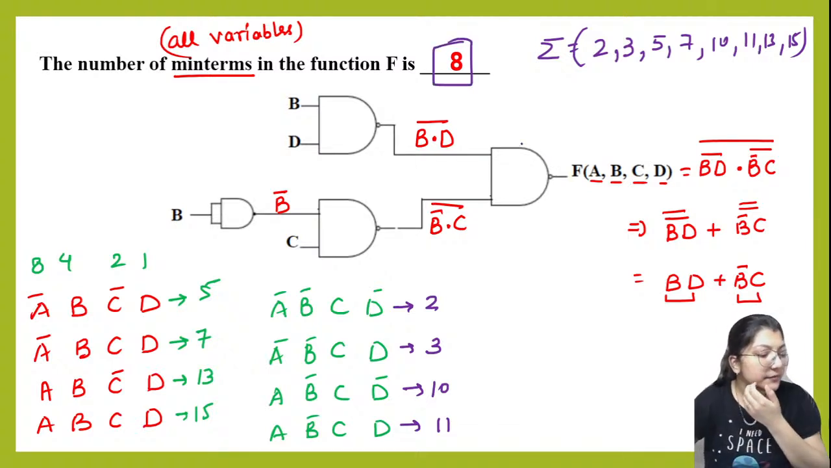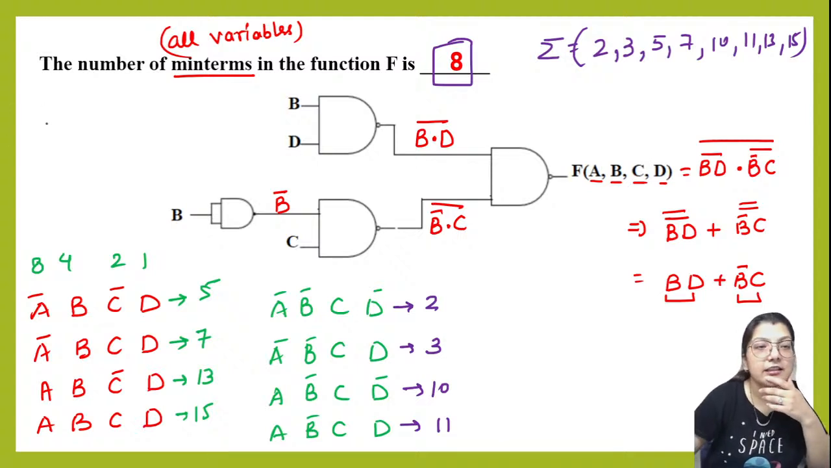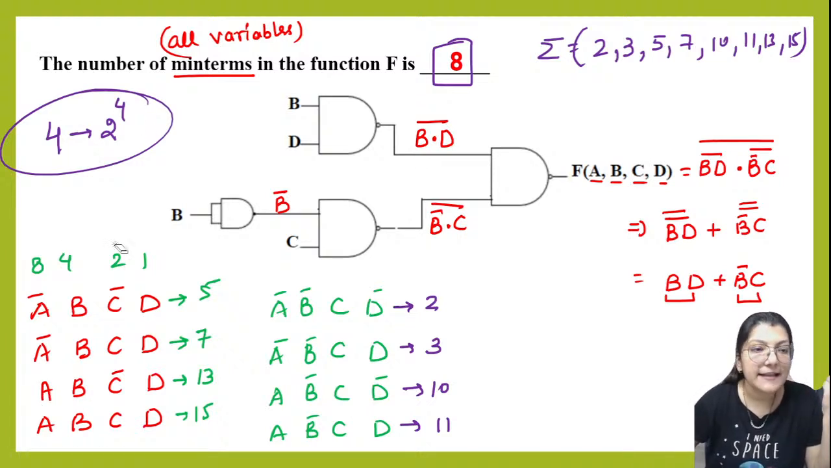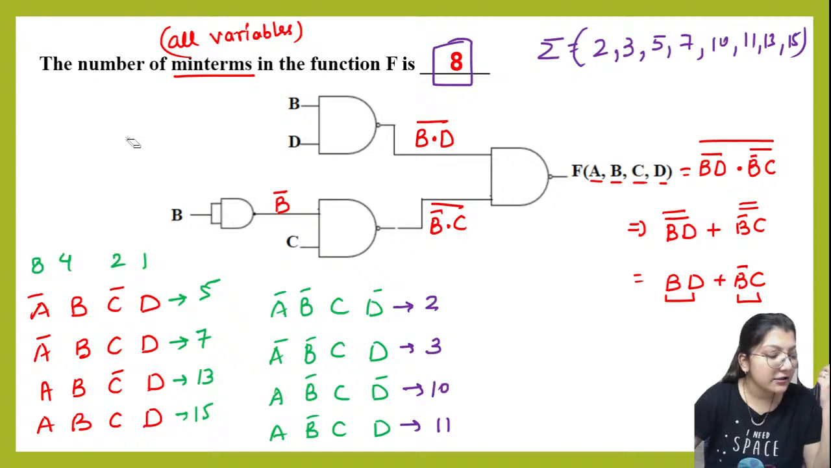Could it be 20, Pritpal? How can it be 20? When total variables are 4, at most you can have 2 raised to power 4 min terms, that is 16. Yes, if there are 4 variables then there are 16 possible combinations.